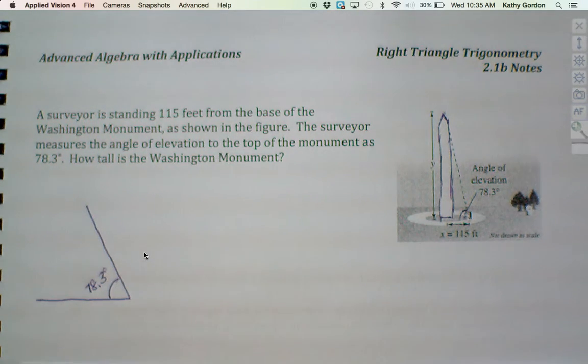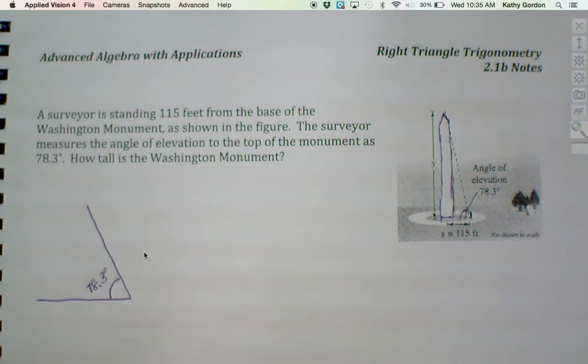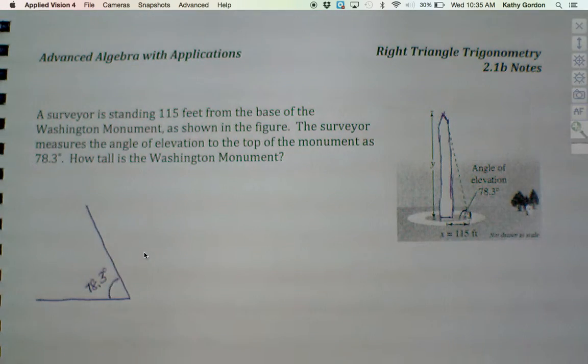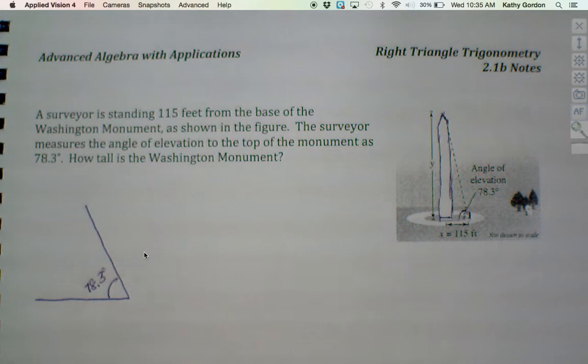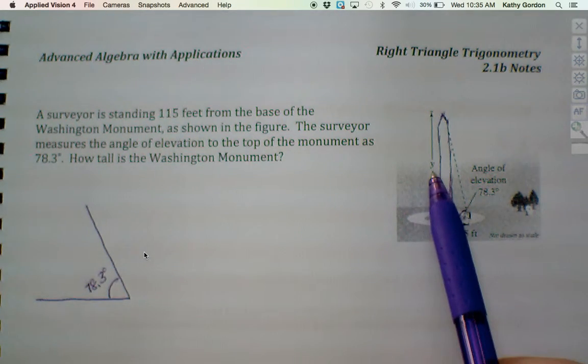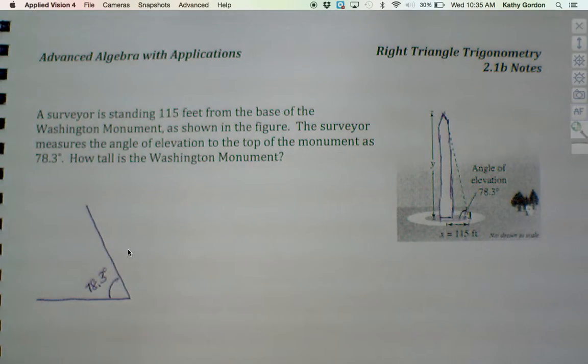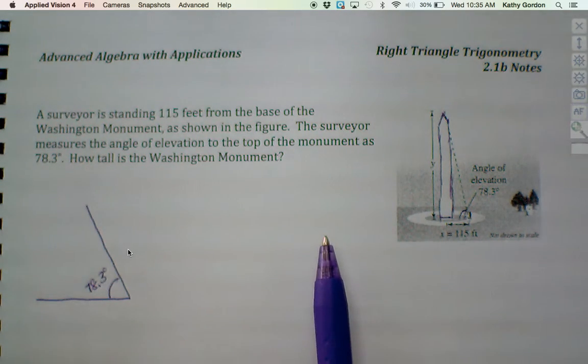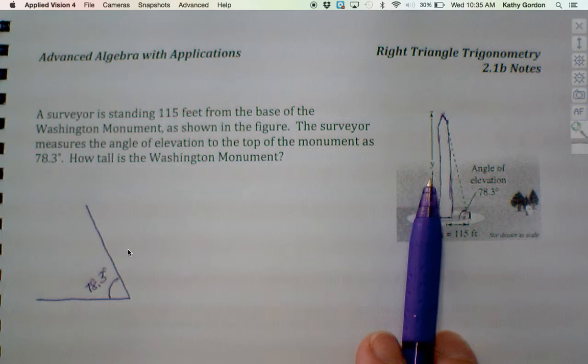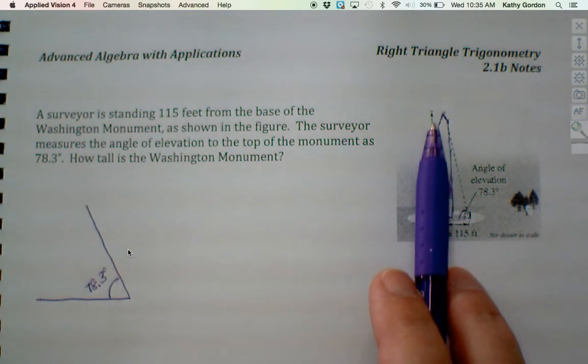Okay, for right now we're just going to trust that the measurement was made in a rather accurate way, going to the 10th place, and it ended up being 78.3 degrees. So the question is, how tall is the Washington Monument? You can see they've got it labeled here with a variable y. That's what we're trying to find. That's what this height is.